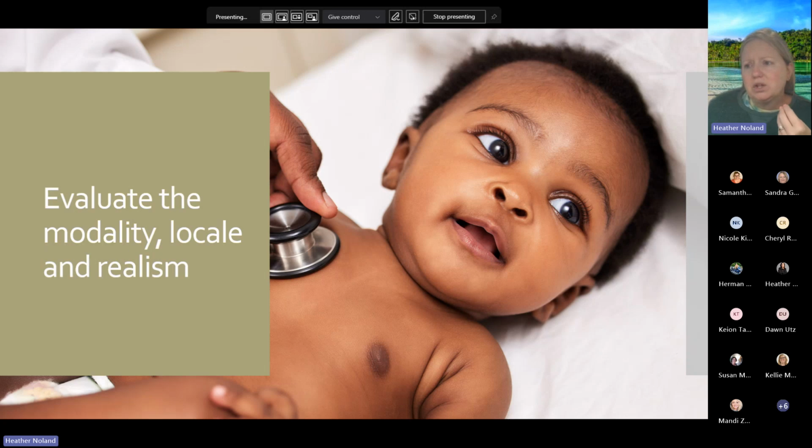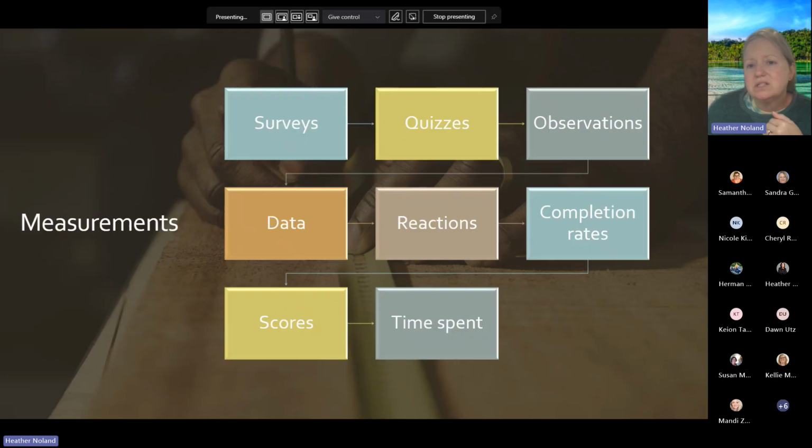And don't forget, you can look at more than just the activity itself. You can look at, is this modality, so the standardized patient, the mannequin, the task trainer, is that actually helping us accomplish those objectives? Is it helping to keep our audience satisfied and happy with the education? You can take any aspect of that simulation activity or educational activity, and you can start to look at measurements. There are different ways that you can measure.